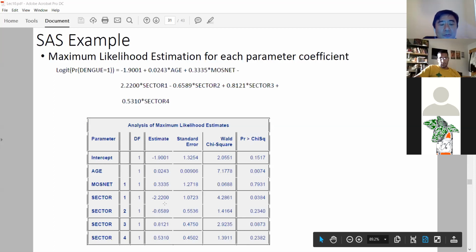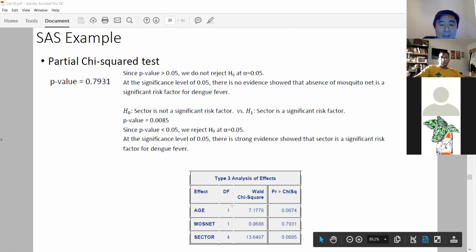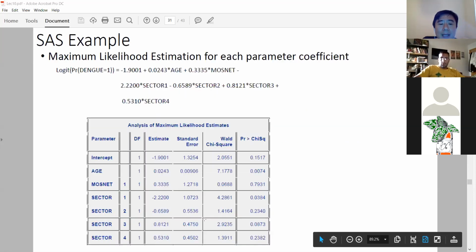So if you use sector number 5 as a reference, you are testing 1 compared with 5, 2 compared with 5, 3 compared with 5, and 4 compared with 5. So that's the test for each degree of freedom. And you can see even though the sector as a whole has a significant effect, not necessarily every single comparison has a significant effect. Only the comparisons of 1 with 5 and 3 with 5 are significant, but not 2 with 5 and 4 with 5.